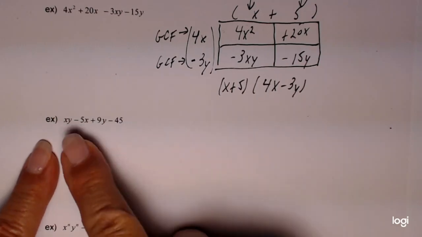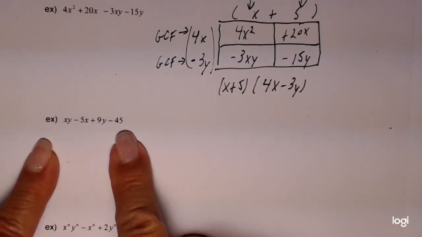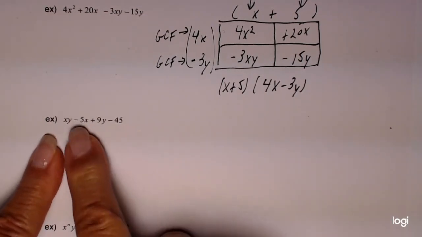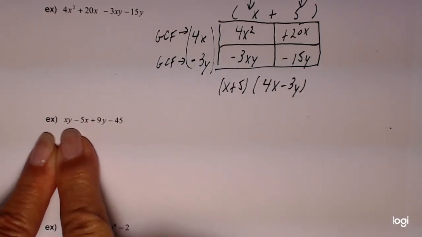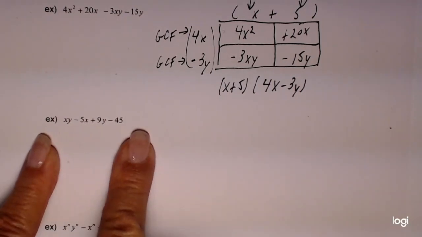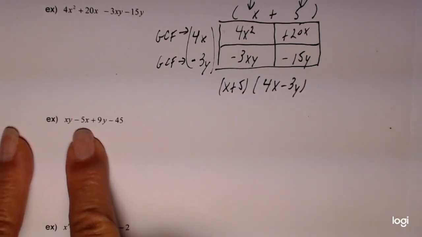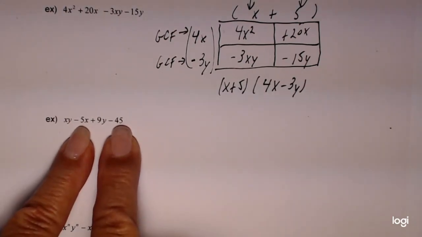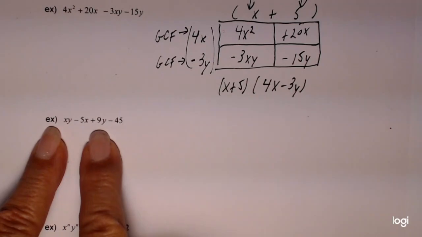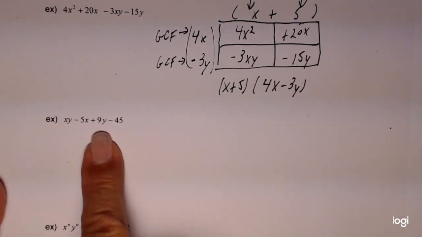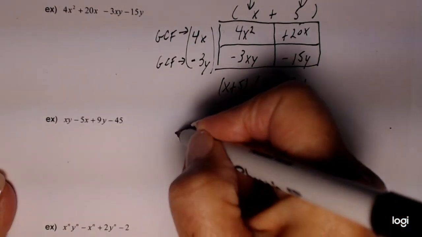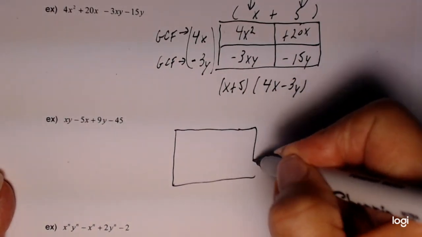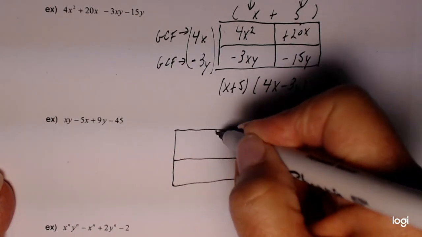Next one, 1, 2, 3, 4 terms. So we qualify for the grouping. And we look to see if there's a greatest common factor, x, but no x's back here. And these can be 5 and 45. Yes, they have 5 in common, but this doesn't and this doesn't. So there is no greatest common factor we can pull out. So we can just take our information and put it inside the box.